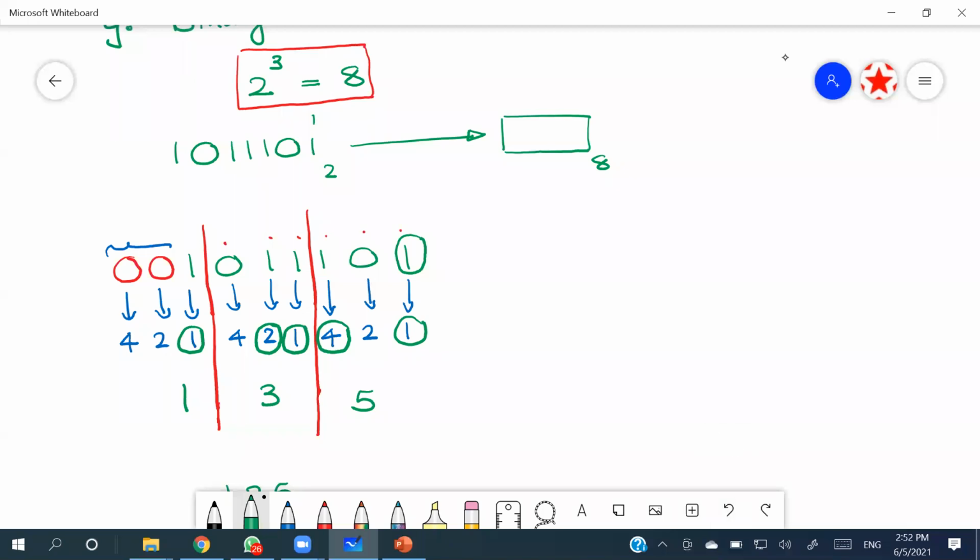Right. Is this clear, people? Give me a confirmation. Is it clear? Right. How about others?